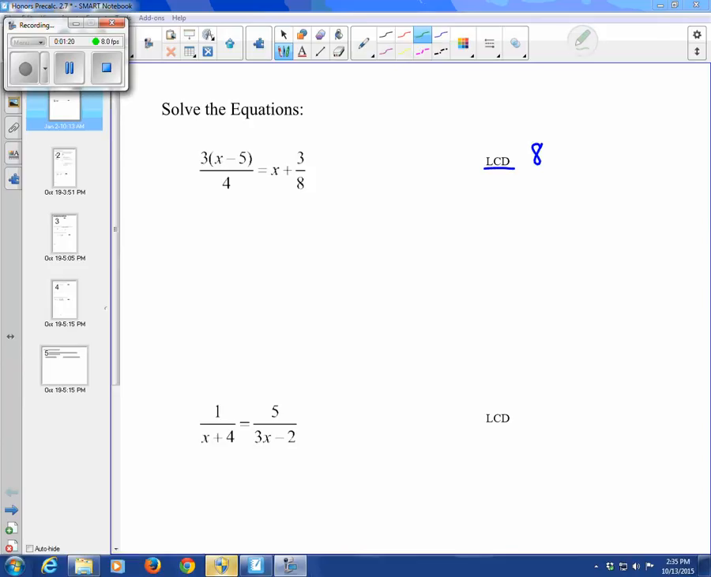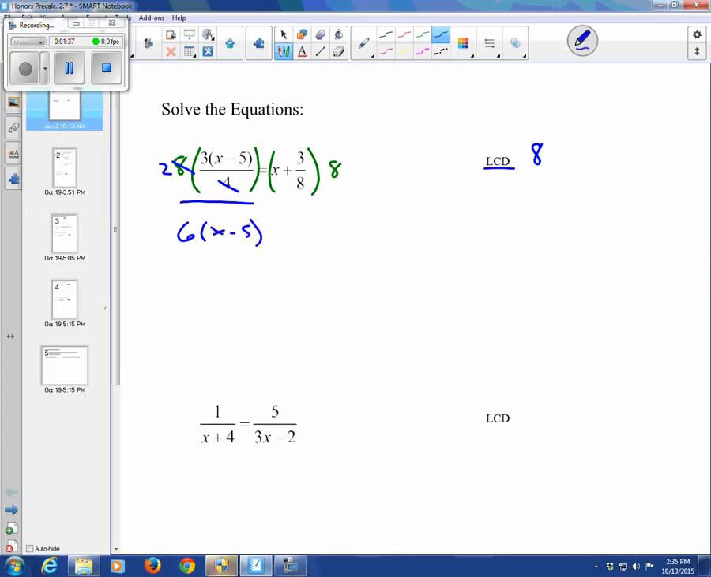Now, when we multiply by that 8 on both sides, what we're going to see is our denominators canceling out. When I multiply by 8 on this side, I've got a multiplication of 8 and a division of 4. Those things cancel, and I get a multiplication of 2, which is going to give me 6 times x minus 5. And right here, what we're going to have when we distribute that 8 into both of our terms is 8x, and then when we multiply 8 and 8/3, we are going to get plus 3. Now right here, we can go ahead and solve this guy.